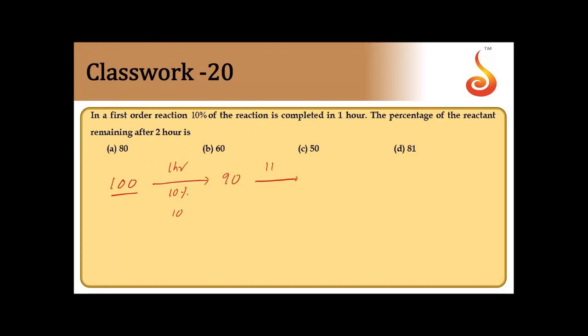Again, in 1 more hour, once again 10% of the reactant reacts. 10% of 90 is 9, so 9 reacts here and we are left with 81. So after 2 hours, 81% is left. In the first hour, 10% means 10, and in the second hour, 10% of 90 means 9 reacts. Therefore 81% remains. The answer is option D.